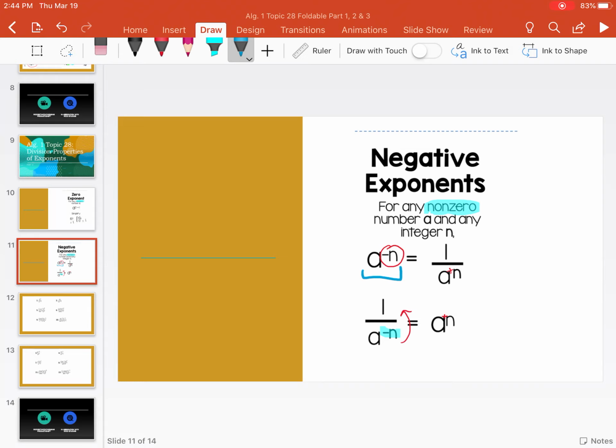So if you have a bunch of different variables and they're all in parentheses to the negative exponent, you're going to flip all of it. However, if you just have one variable, you're just flipping that variable.